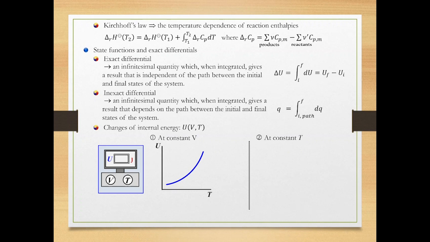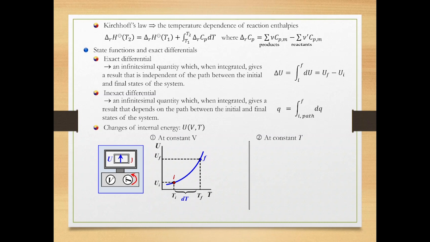This plot shows how internal energy changes as temperature changes. Red dot I represents initial state. As temperature is ramped up, the internal energy increases until the system reaches the final state, which is represented by the blue dot. Suppose the temperature difference between Tf and Ti is infinitesimally small, which is represented by dT.